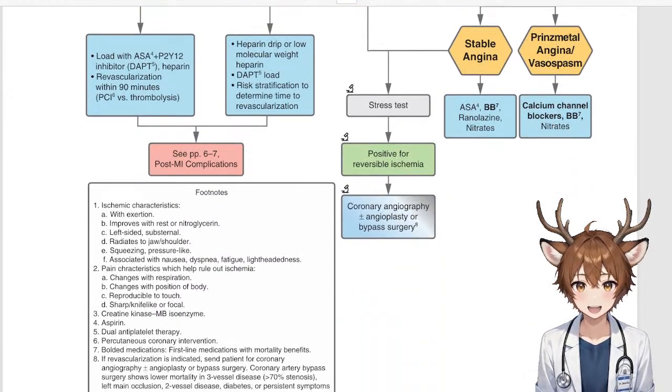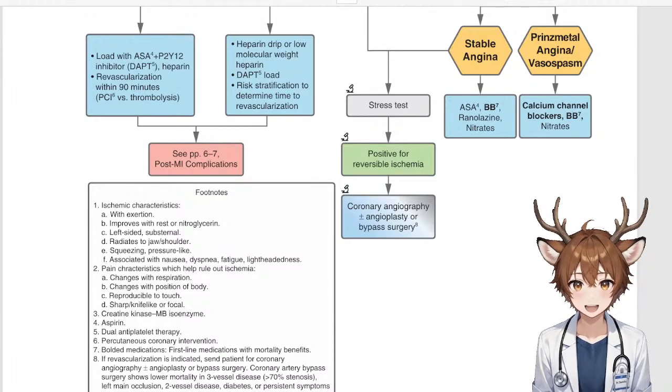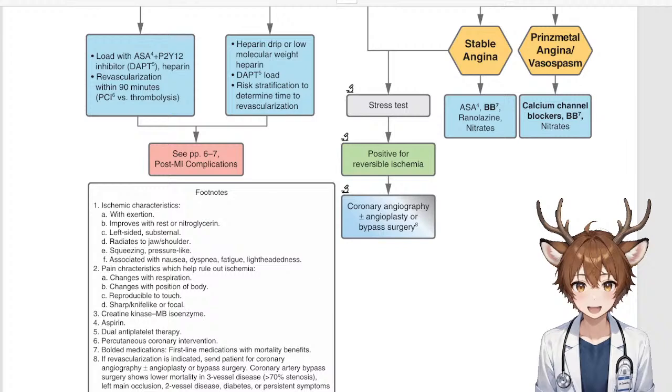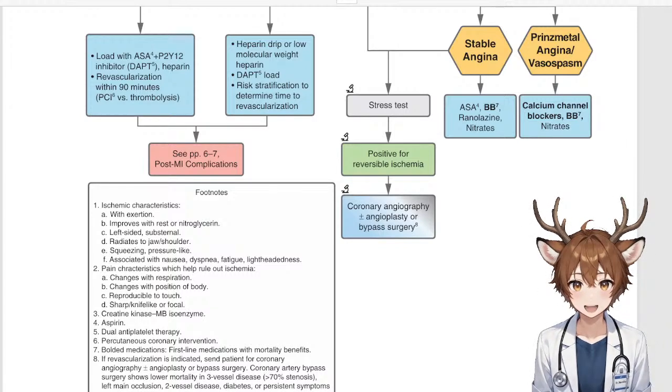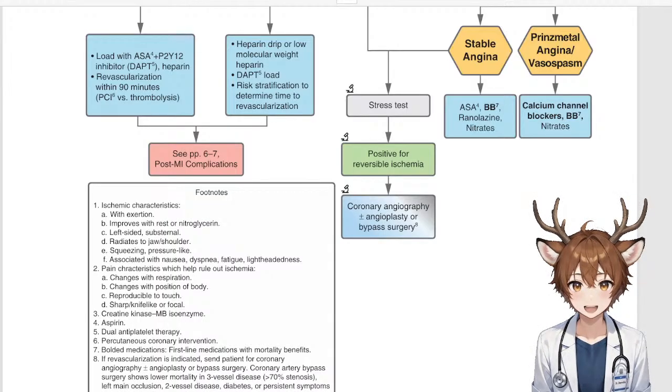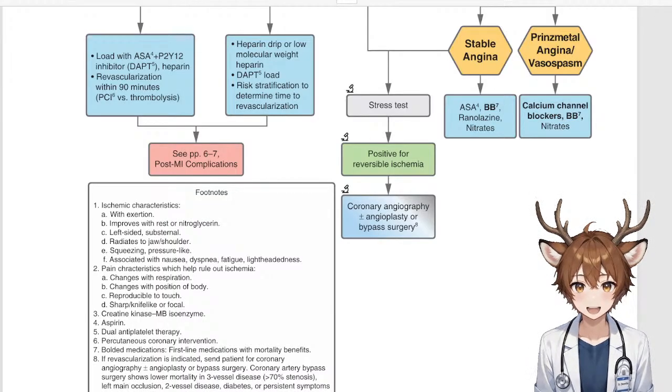And for that, it says here for bypass surgery, if revascularization is indicated, send patient for coronary angiography plus or minus angioplasty or bypass surgery. Coronary artery bypass surgery shows lower mortality in 3-vessel disease, greater than 70% stenosis, left main occlusion, 2-vessel disease, diabetes, or persistent symptoms despite maximal medical therapy.